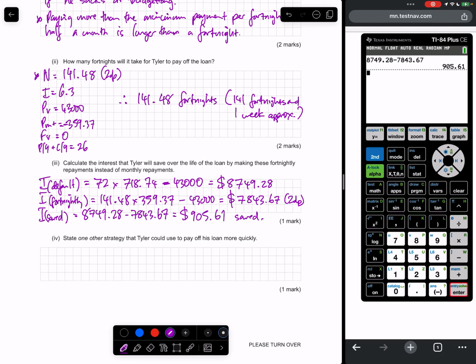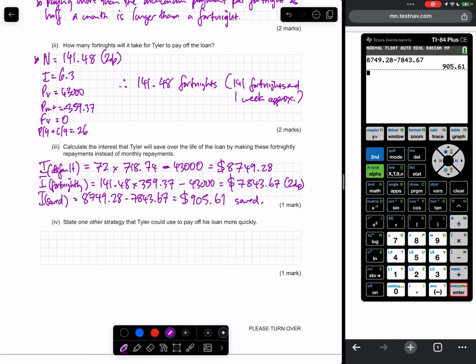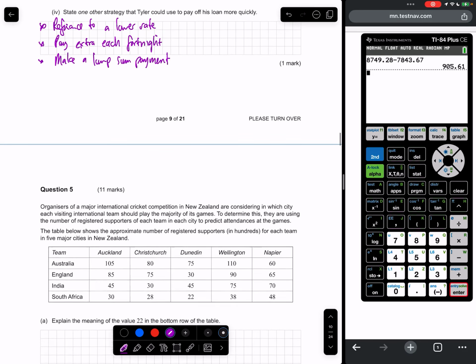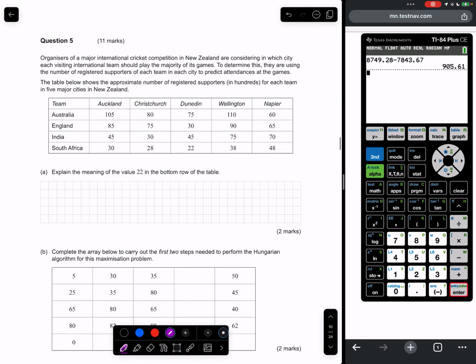saved. Step 1 of the strategy that Tyler could use to pay off his loan more quickly. So many options here for 1 mark, refinance to a lower rate. What else? Pay extra each fortnight. What else? Make a lump sum payment. Those 3 options are fine. That's page 9 done. 8 pages of questions done.